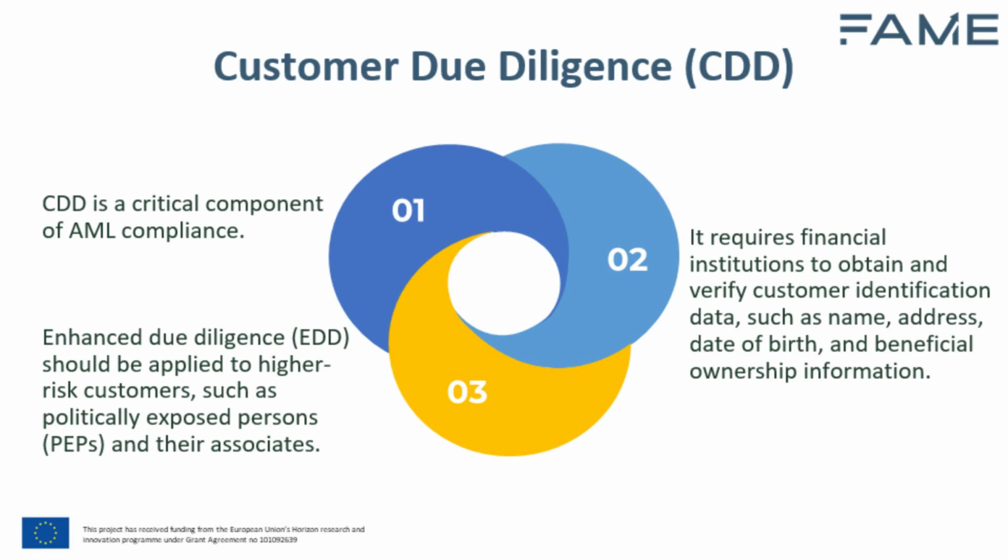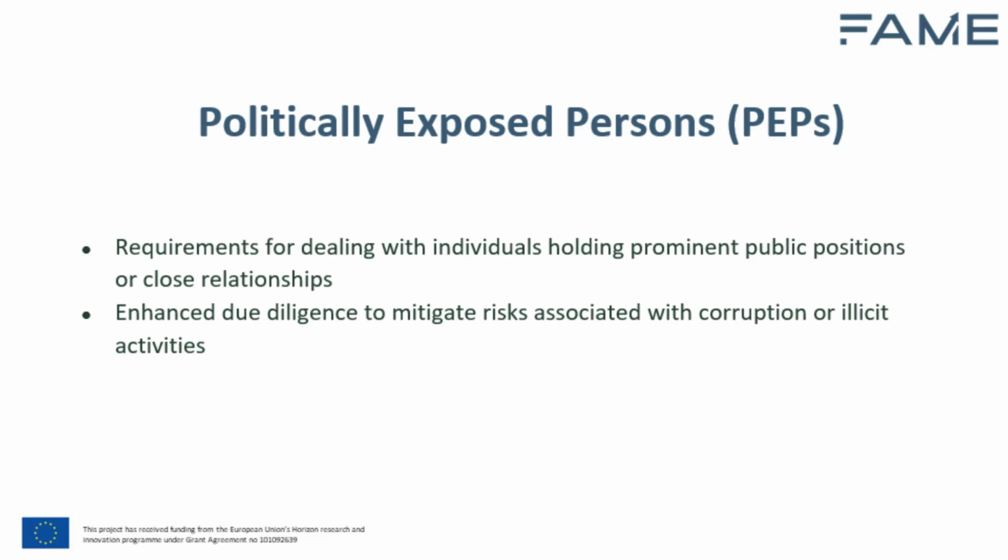Politically exposed persons are individuals who hold prominent public positions or have close relationships with such individuals. AML regulations place additional obligations on obliged entities when dealing with PEPs. They are required to conduct enhanced due diligence to mitigate risks associated with potential corruption or illicit activities.